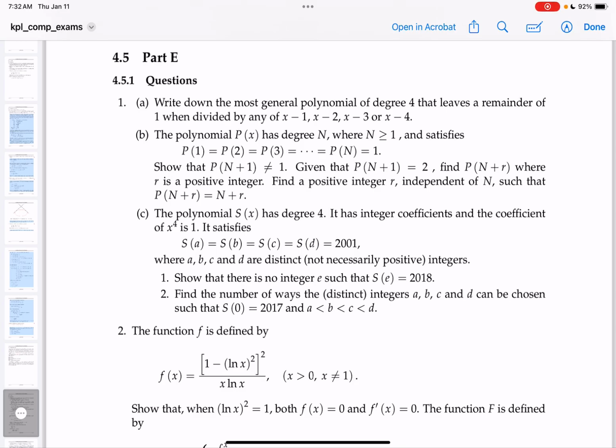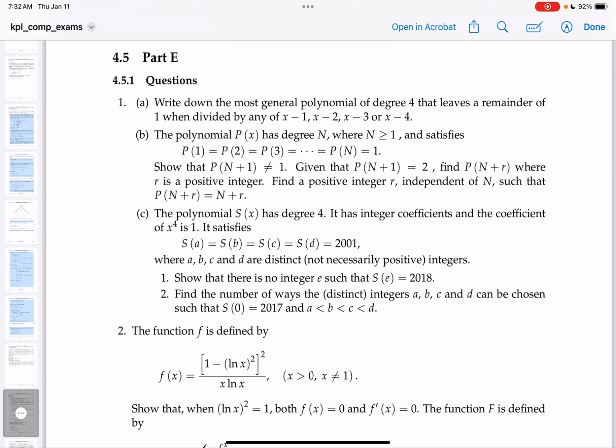Okay, for number one, we're on part C now. Part A we did, part B we did, now we're doing part C. Part C says the polynomial s of x has degree 4, it has integer coefficients, and the coefficient of x^4 is 1. I'm thinking this looks like what we just did in part A and part B, but they're going to say s of a, s of b, s of c, s of d equals 2001. I'm going to just write that down.